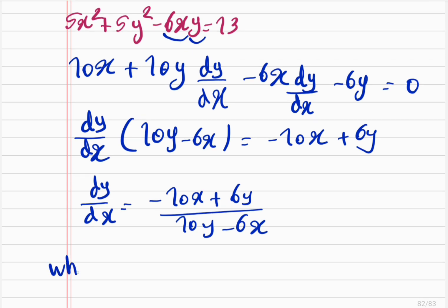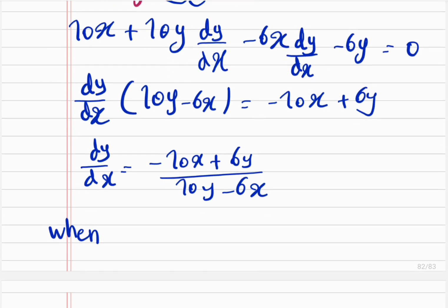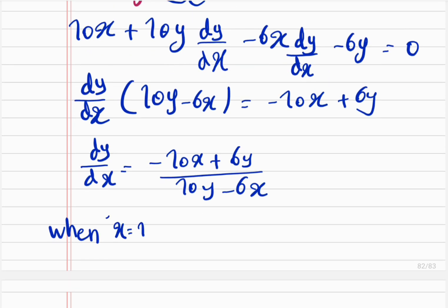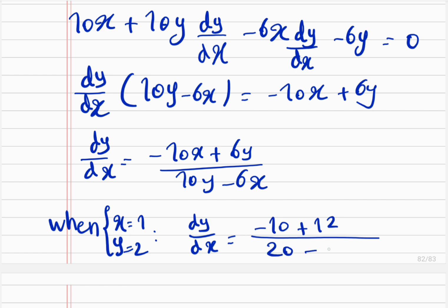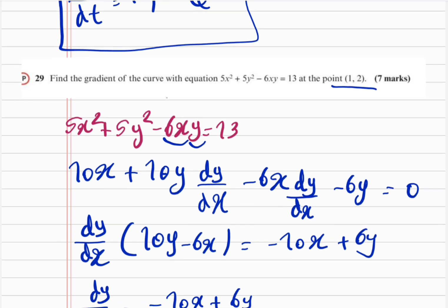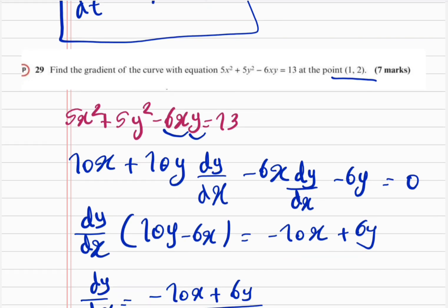So we substitute x is equal to 1 and y equals 2. So (1, 2), and dy/dx is equal to minus 10 plus 12 over 20 minus 6. And it's going to be 2 over 14, which is 1 over 7. So 1 over 7 is the gradient at the point (1, 2).